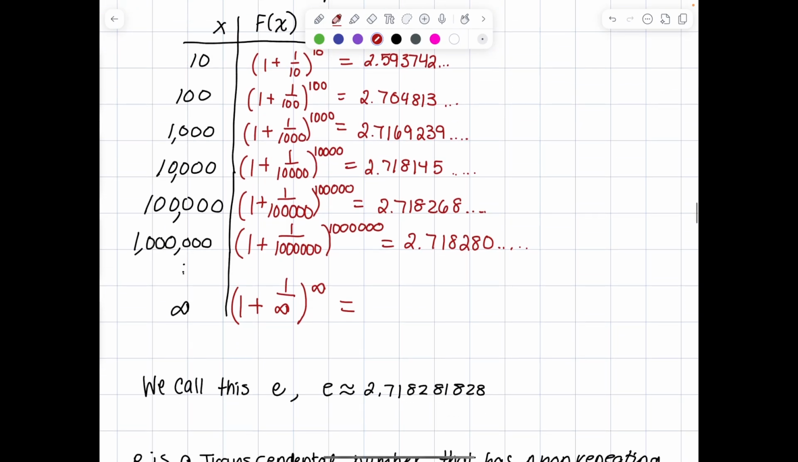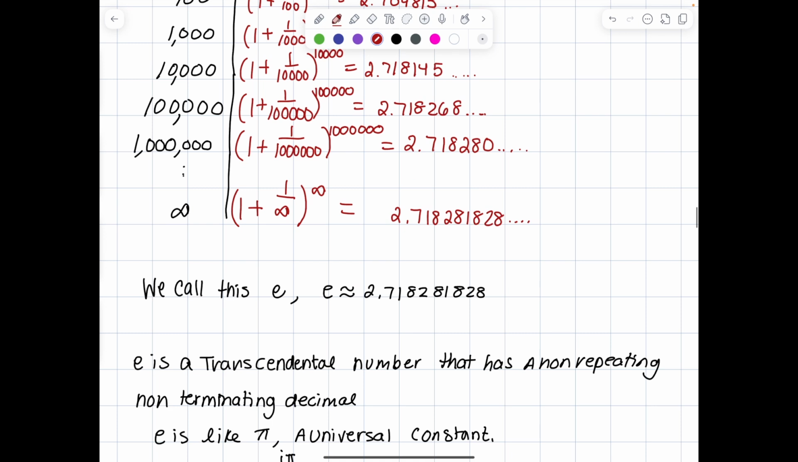And so as we plug in x as infinity, we actually get it to converge to 2.718281828 and it keeps going, but it doesn't repeat the digits in the same order. So it's just randomized. It's super random, and we call this number e. We call this Euler's number e. It's the exponential number. It's just e.